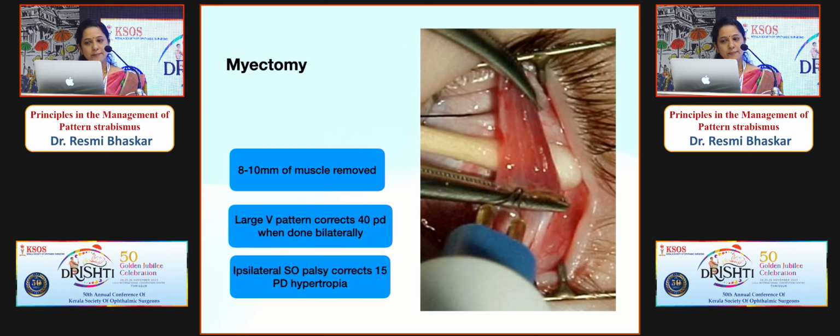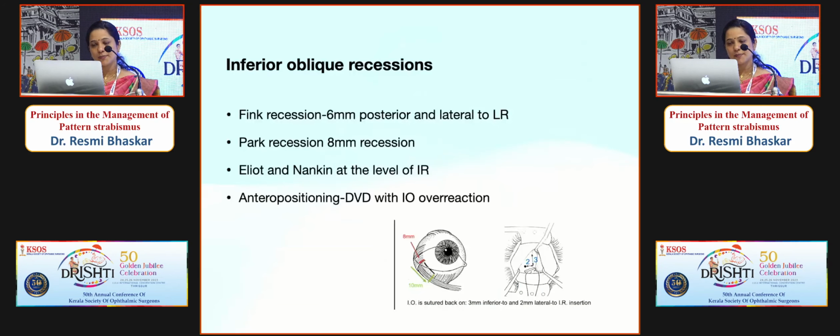Coming to the myectomy, after hooking the muscle, 8 to 10 millimeter of the muscle part is removed. You clamp it, you cut the muscle part, cauterize and leave it. Large V pattern corrects about 40 prism diopter when done bilaterally. In case of unilateral superior oblique palsy, it corrects around 15 prism diopters of hypertropia.